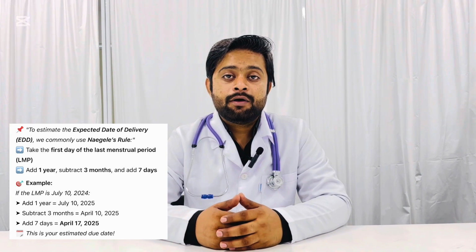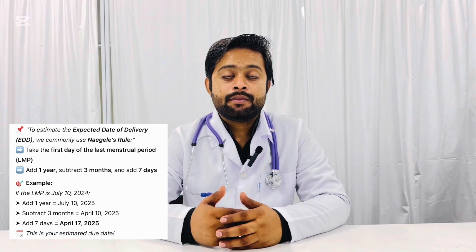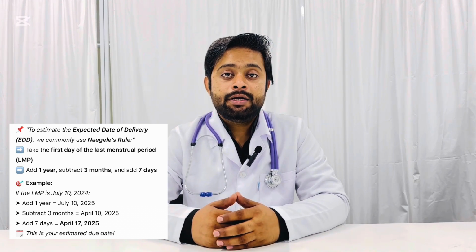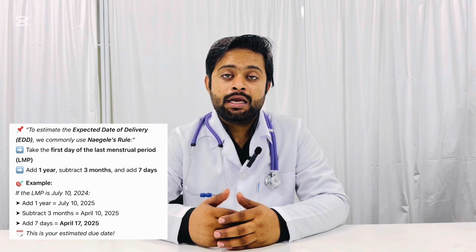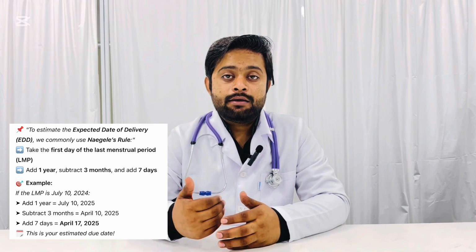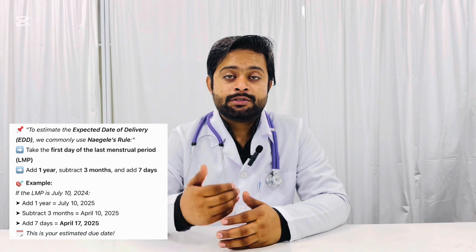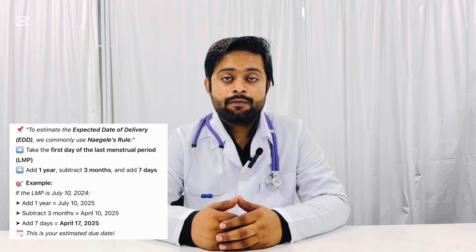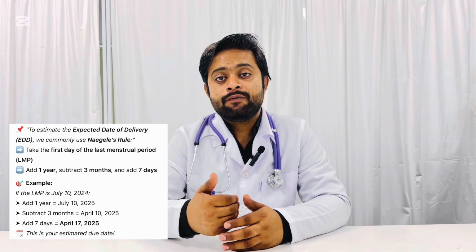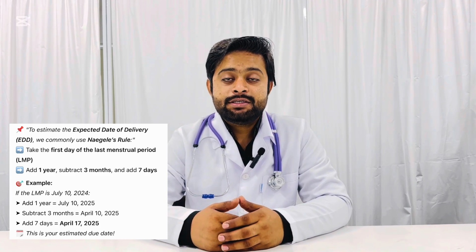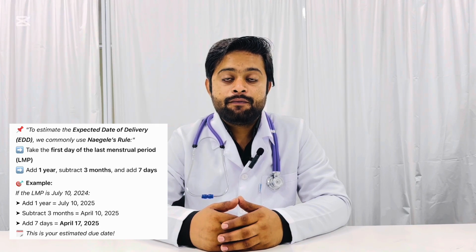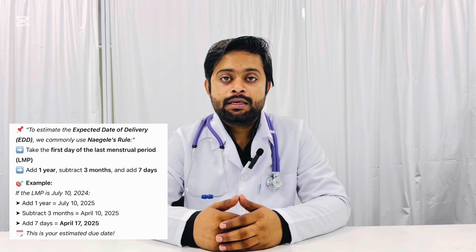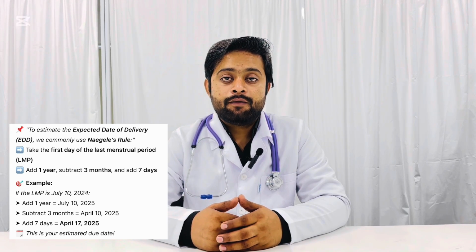For example, we have one mother and her LMP, the last menstruation period, first day, it was the 10 July 2024. Then we have to add 1 year to this, it will be July 10, 2025. Then we have to subtract 3 months. It will be 10 April 2025. Then we have to add 7 days into this. It will be 17 April 2025. Then 17 April 2025 will be considered to be the expected date of the delivery of this mother.